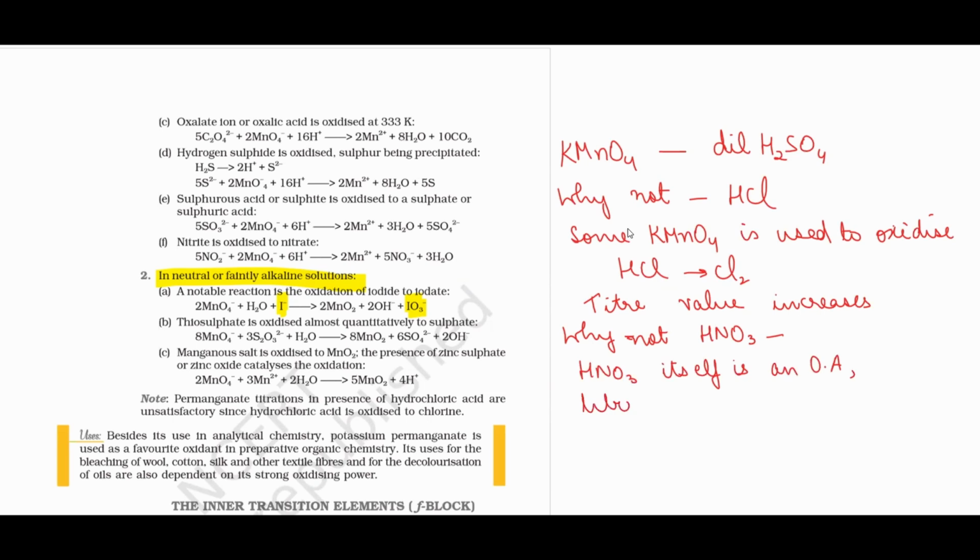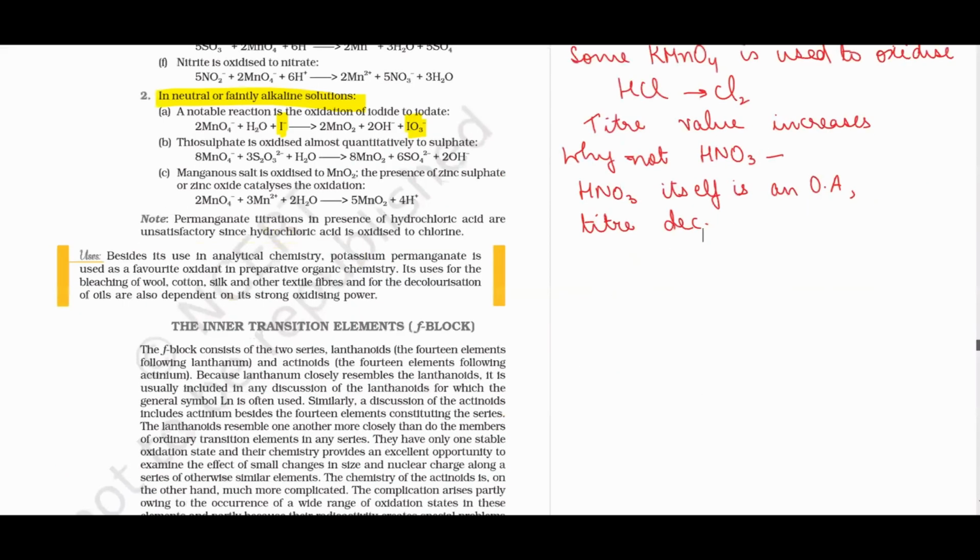So titer value decreases. It just helps KMnO4 oxidize whichever main substance we are using it for. Okay, and then go through the uses.